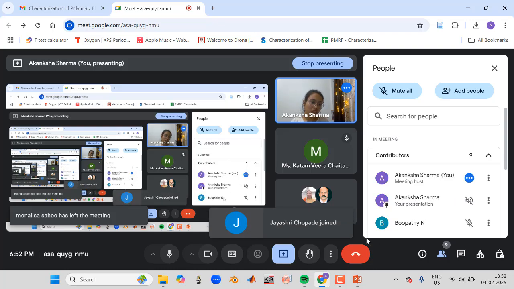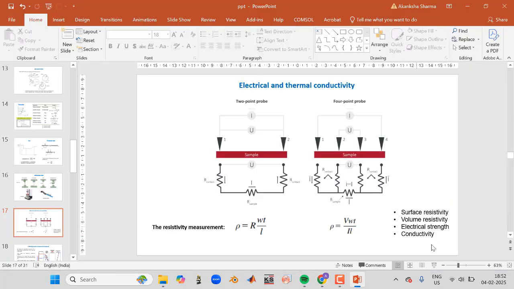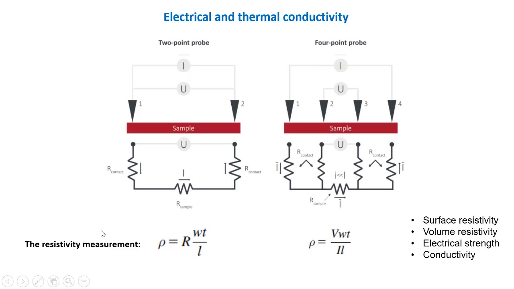Yeah. So this is the formula for the resistivity measurement of the sample. So resistivity is represented as rho, as shown here. And for 2 point probe, the formula is rho equals R W T by L. So R is the resistance, W is the width, and T is the thickness or height of the material, and L is the length of the material or specimen.